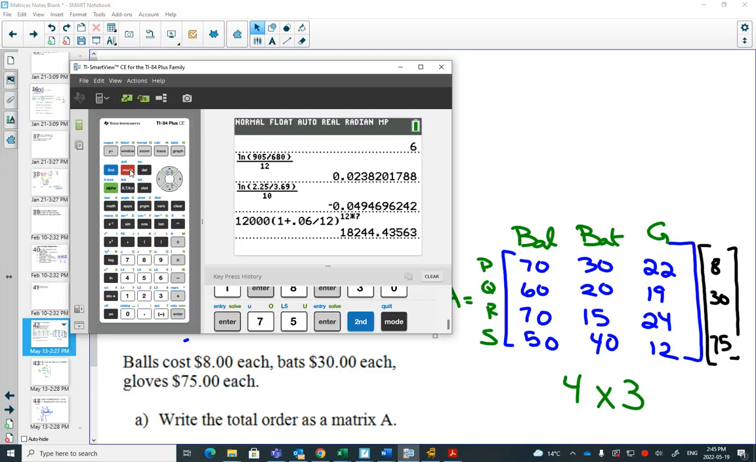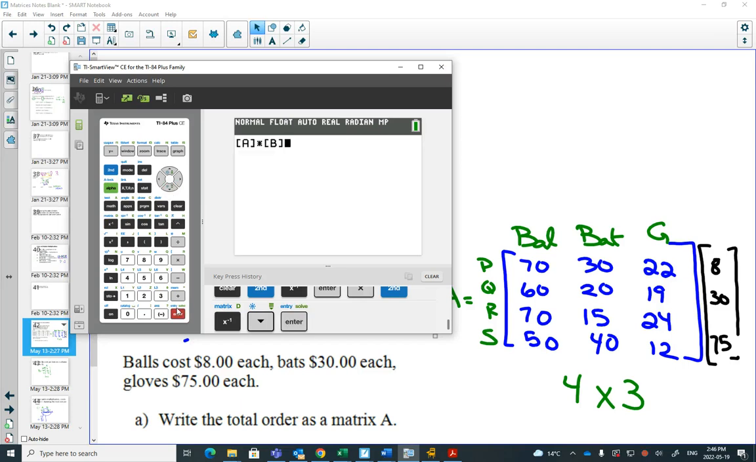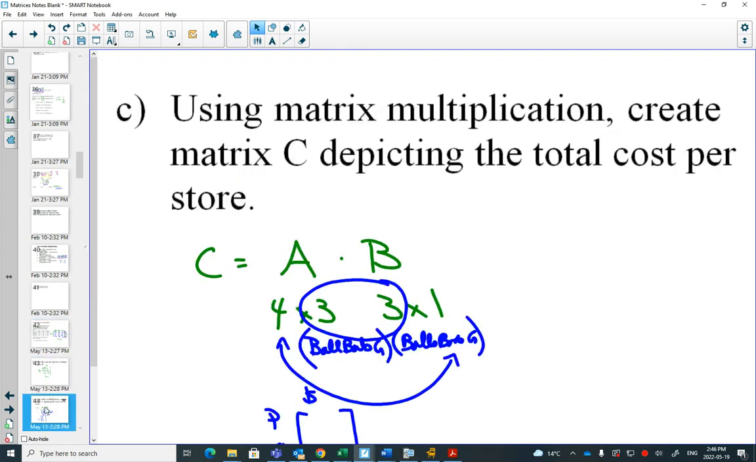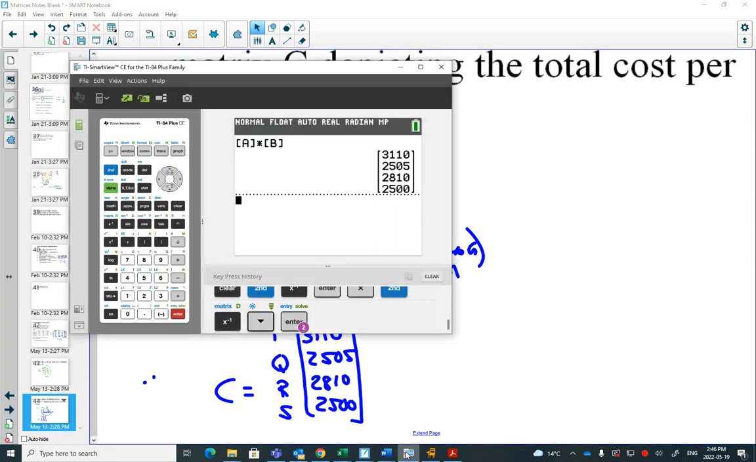But if we go into our regular calculations now, again, go to the matrix. If I type in matrix A, it comes up. Then I can hit the times button, and I can go back to matrix and then select matrix B, A times B, push enter, and I get 3110, 2505, 2810, 2500. Beautiful.